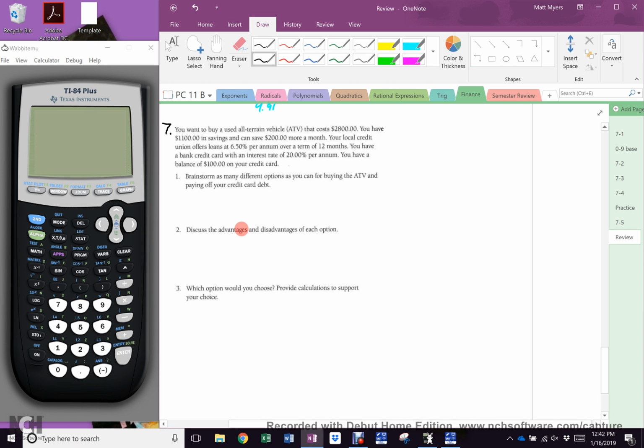You really want it. You got $1,100 in savings. You can save $200 more a month. Which means, what does that mean? That you can save $200 more a month. That means you got $200 that's free, right? You can do anything you want with it. So you could have this thing in 8 months, couldn't you? You've got $1,100. You can save $200 a month. You could have it free and clear in 8 months. Right?